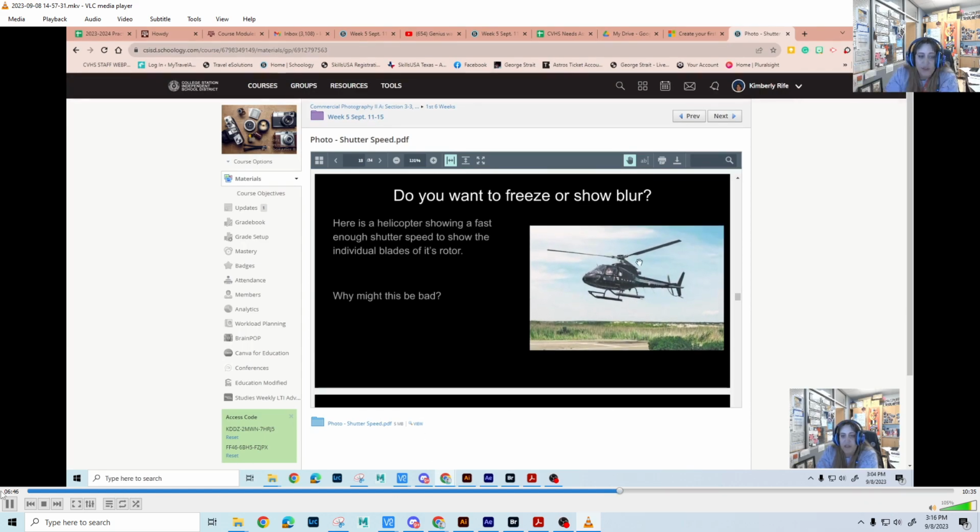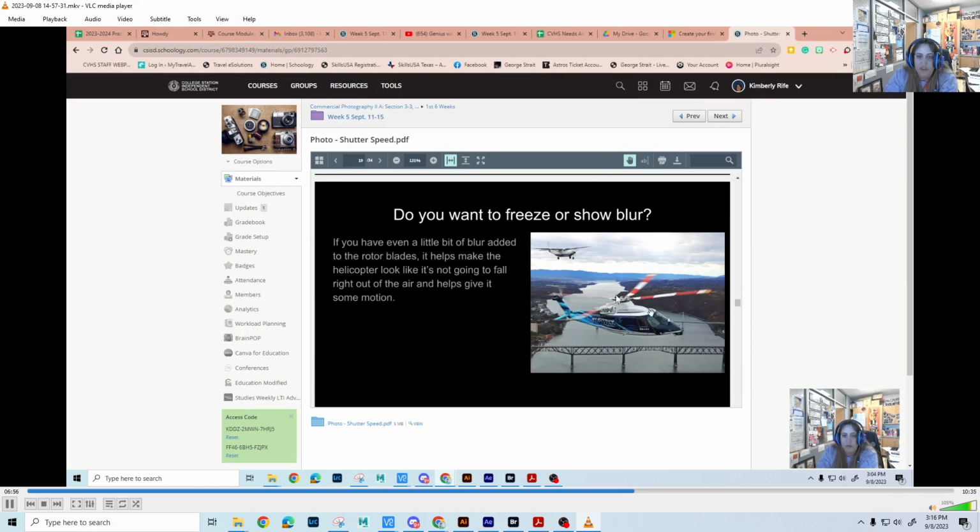So why might this be bad? I'm going to pause for a second. You think about that. Why might this be bad? It's not realistic, and so you want to be able to see the blur. You can see it here and here in this propeller, in these blades right here. Otherwise, that looks like it's just kind of floating in air, and so it looks like it's going to fall right out of the sky.